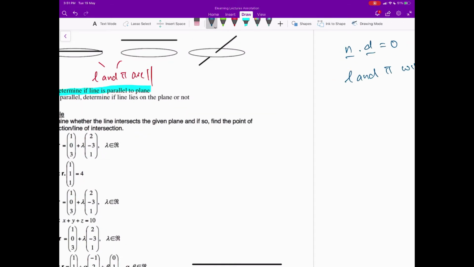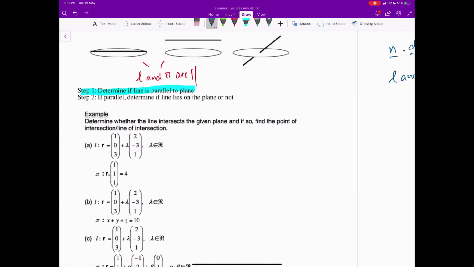Let's look at example 1 quickly. The line equation is given to you, and the plane equation is given to you. So first step, I'm going to take 2, minus 3 and 1, dot with my 1, 1 and 1. Essentially, you should get 2 minus 3 plus 1, which gives me 0. So you can quickly say that the line and the plane are parallel.